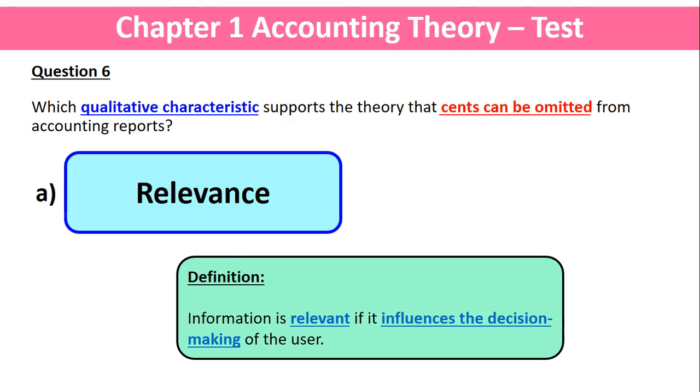But why? Let's look at the definition of relevance. It says information is relevant if it influences the decision making of the user. The implication there is we include everything which will influence our decisions, and we can exclude everything that won't influence our decisions. It could be argued for a business the size of BHP, and in fact nearly every business, that eliminating cents and just rounding up or down won't affect your decision making one way or the other. So using that justification, we can omit the cents from the accounting reports under the qualitative characteristic of relevance.